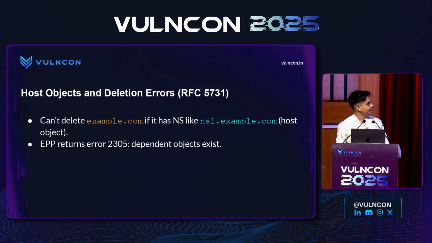Now, the problem is, let's say we have a domain name called example.com, and it has two name servers, ns.example.com and ns2.example.com. So example.com's name servers are subdomains of example.com itself, right? So it's a cyclical dependency. Now, if the registrar tries to delete example.com, the EPP will return the error code 2305 with the error message "dependent object exists". So example.com cannot be deleted unless and until we take care of these name servers. So first, these name servers either need to be deleted or renamed.